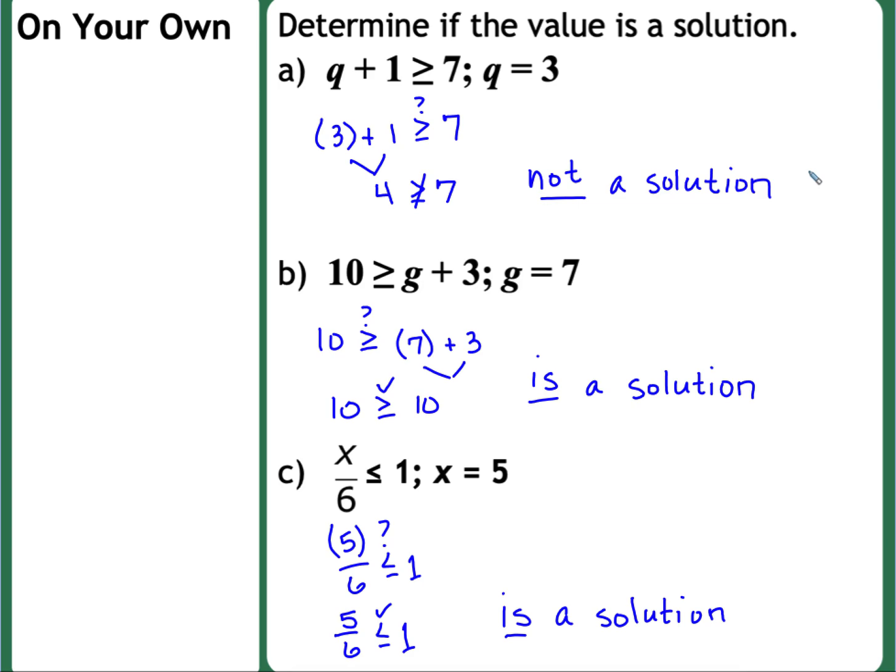All right, so A is not a solution. 4 is not greater than or equal to 7. B is a solution because 10 is greater than or equal to 10. 10 is equal to 10, so it is a solution. And then for C, you end up with 5/6. Well, 5/6 is definitely less than 1, so it is a solution.